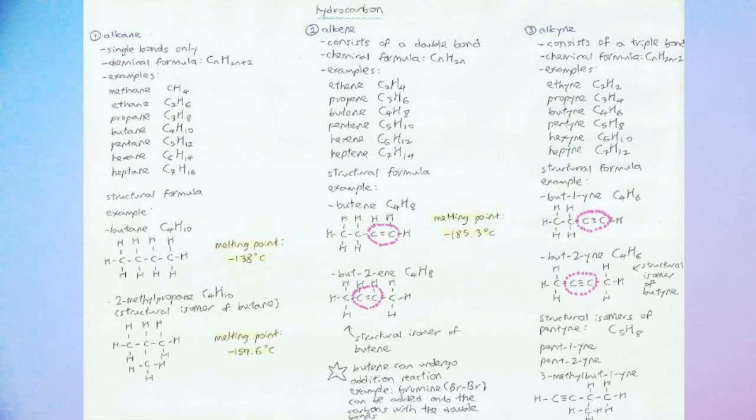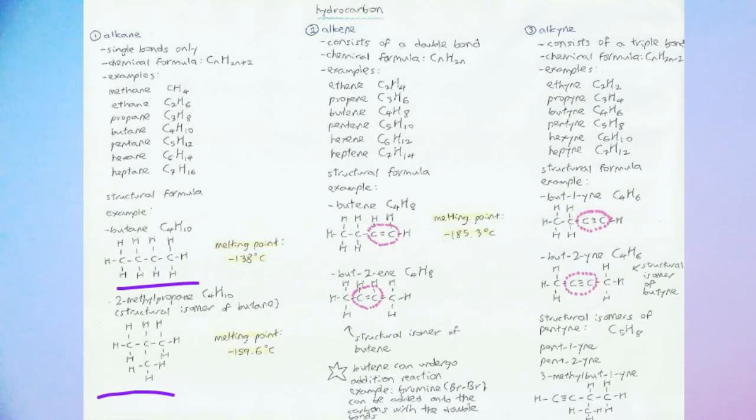So by looking at these structural formulas of butane and 2-methylpropane, you can see that butane is a very straight structure. It is unbranched as compared to 2-methylpropane. It has a branch on the second carbon, as you can see here. And because of that, there is a difference in terms of the melting point between butane and 2-methylpropane. Butane has a melting point of minus 138 degrees Celsius. 2-methylpropane has a melting point of minus 159.6 degrees Celsius. So the melting point of 2-methylpropane is lower as compared to butane.